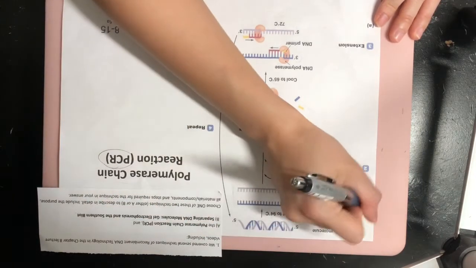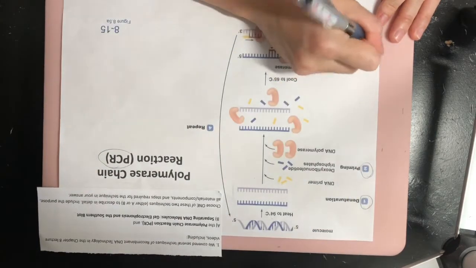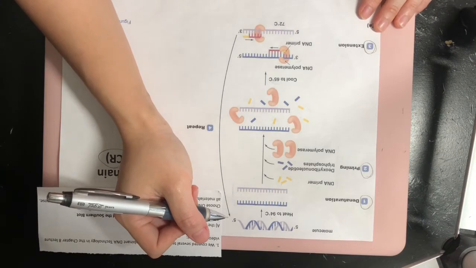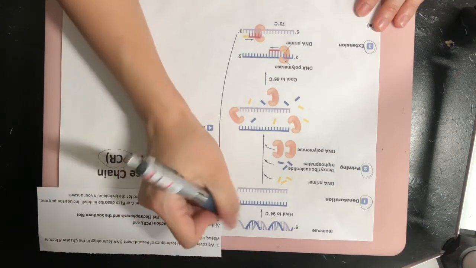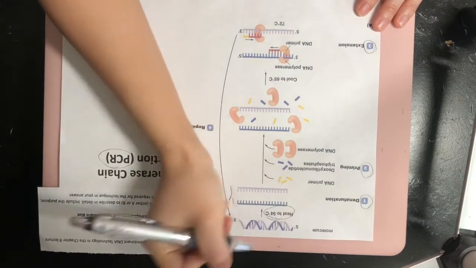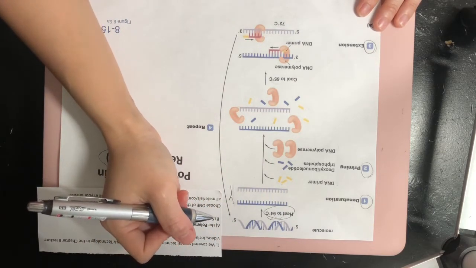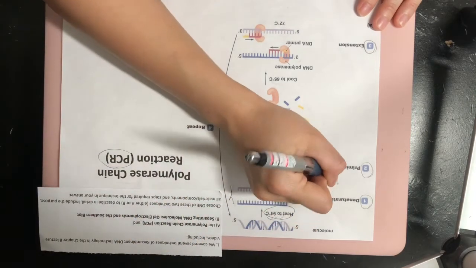PCR has 3 steps. Step 1. Denaturation. Using heat at 94 degrees to separate two strands by breaking hydrogen bonds between base pairs. Step 2. Priming. DNA polymerase.